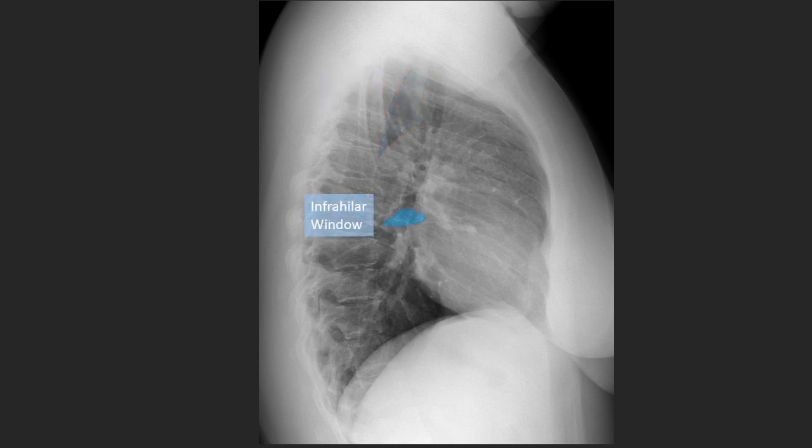Another important place to look at is the infrahilar window. The infrahilar window is a clear space just below the left main stem bronchus, the left main stem bronchus being the lower of the 2 lucent circles on the radiograph. That space should be completely clear.